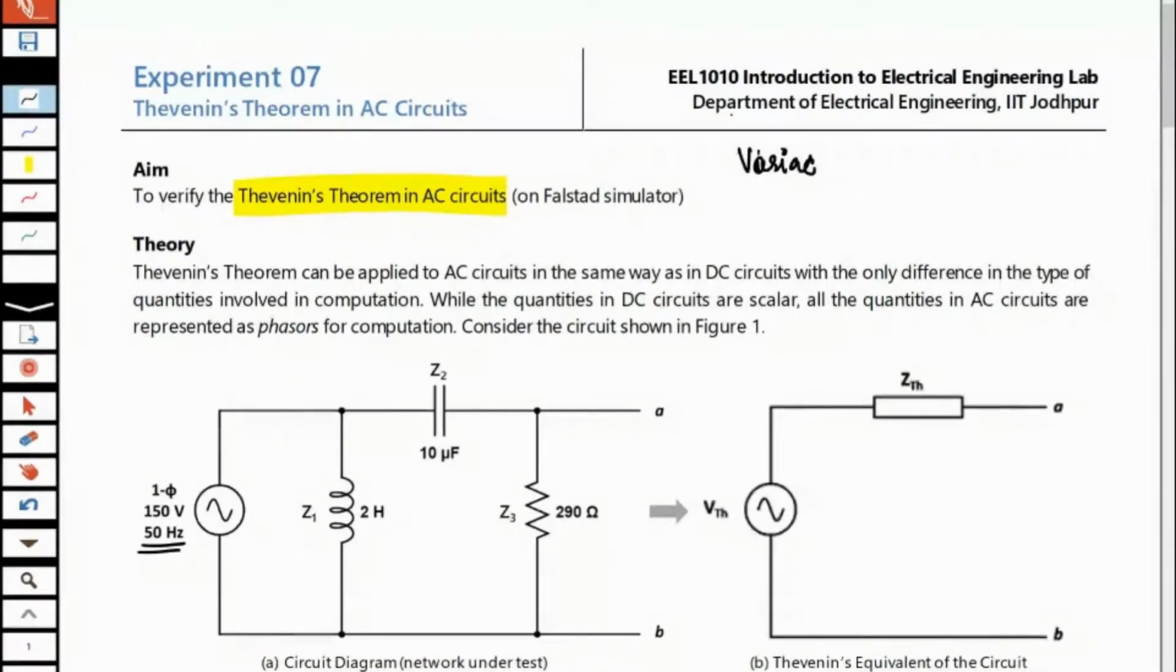What is a variac? Variable AC source. Variable AC source, right? So it's high voltage. It can go up to 220 volt. Your function generator cannot go more than, I think, 20 volt. So variac will be your source. It would have been your source, right?